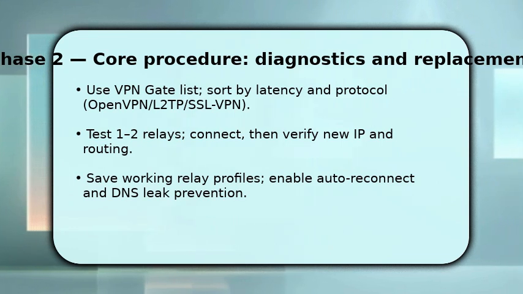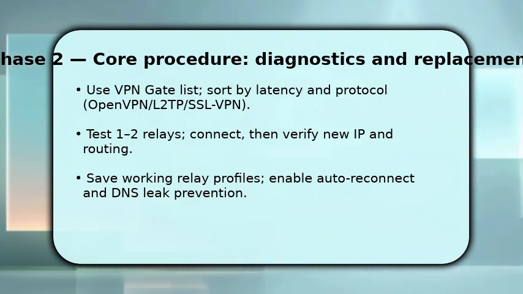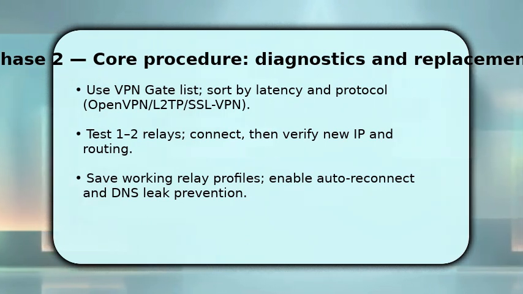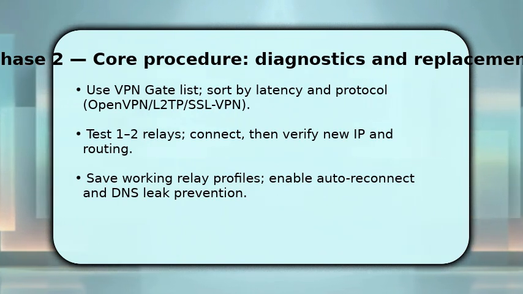Once connected, verify the new public IP in a browser and check traffic routing by accessing a geo-restricted site or an IP check tool. If the first relay is slow, disconnect and try another. Make sure to save a working profile and enable auto reconnect for stability.